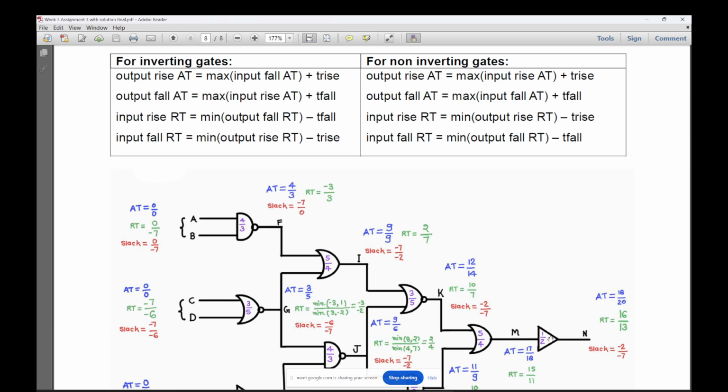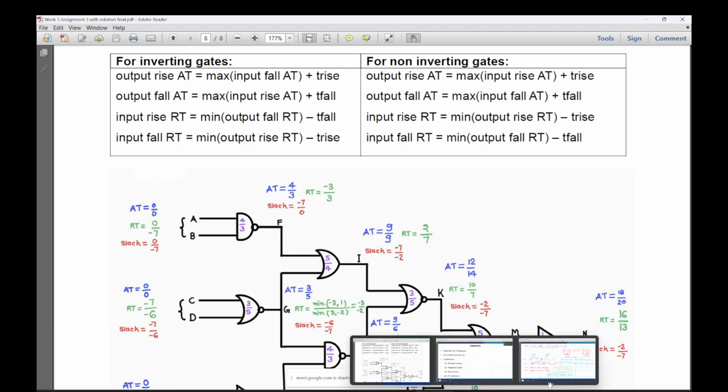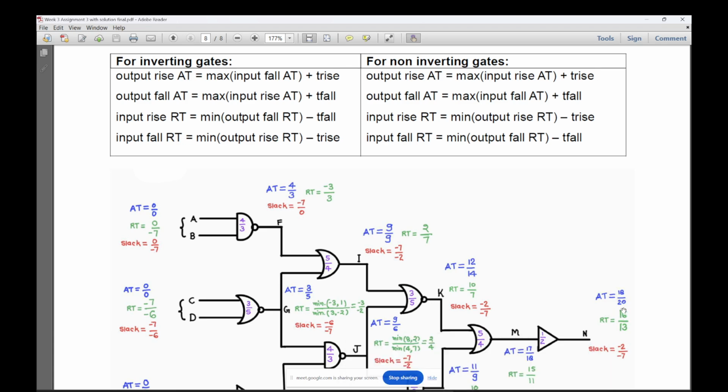16 minus T rise is 15. So 16 minus 1 is 15 here. So this arrow is visible to them? Yes. Okay. So here you have 16, which is the rise required time, minus the rise delay, T rise, which will give you 15, which is the required time at node M.